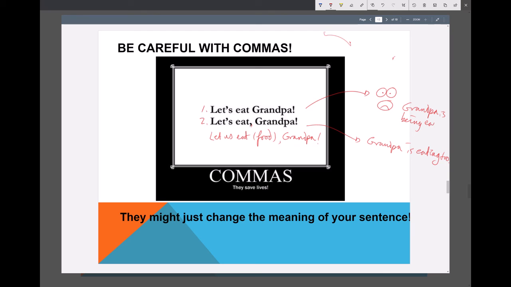Being eaten. So yes, changing the comma would also change the meaning in a lot of your sentences, so be careful. Yeah, let us eat grandpa. Scary. Oh, so again, be very careful with commas.